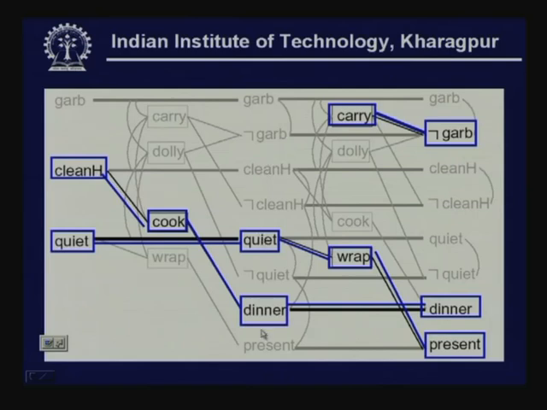Now, to achieve quiet and dinner, quiet is achieved by the maintenance action quiet, and dinner is achieved by the action cook. Cook requires clean hands as a prerequisite, and quiet requires quiet as a prerequisite. So, clean hands and quiet are required in the initial state. Clean hands and quiet are satisfied by the initial state description of the problem, and therefore we have found a plan. This plan, which is given in blue, is a partial order plan which is a subset of the planning graph.